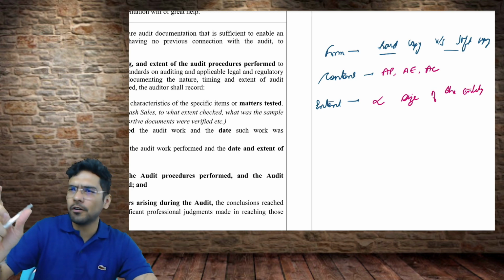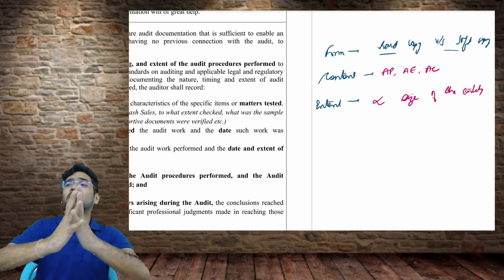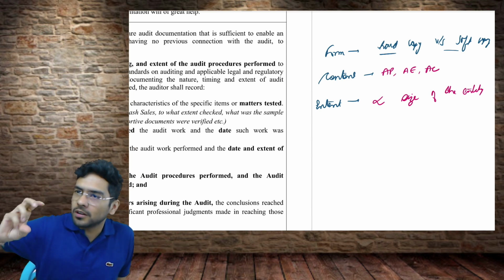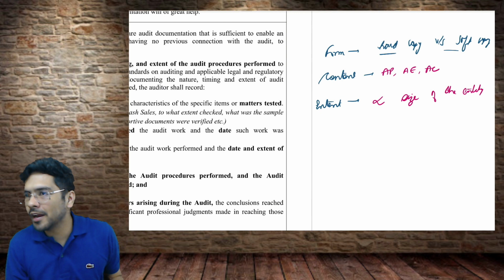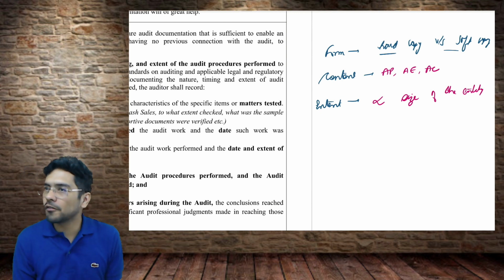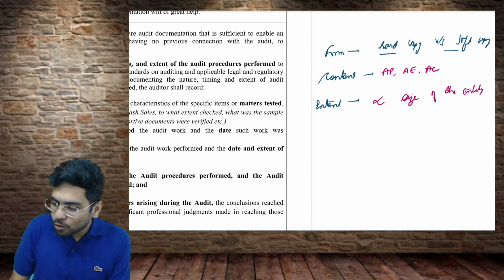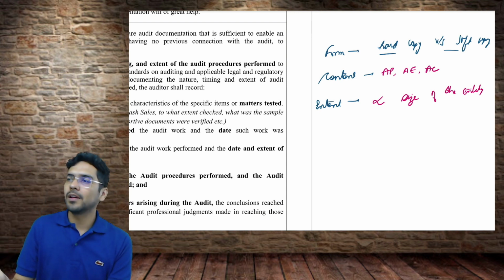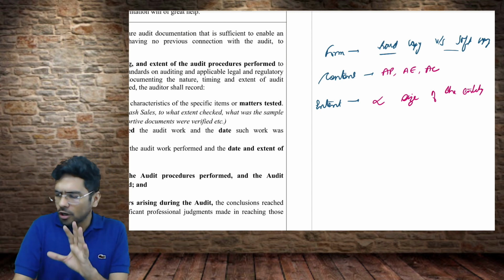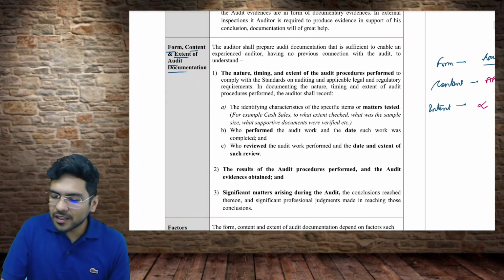Just one idea, one thought. If it is a very big client, don't you think the documentation will be more? If it's a small client with only 3 transactions in the entire year, probably 2 or 3 pages of documentation, you are sorted, right? So the extent of documentation will be proportional to what? The size of the entity. Anyway, this is not very important, but let's understand the point here.